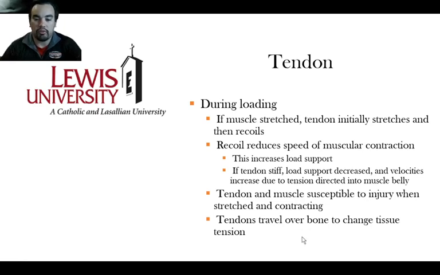The tendons travel over bone to change tissue tension if the muscle is not strong enough, as we'll learn later. That's where it creates this pulley lever type system to help unload the muscle but still increase the amount of force and change direction of the force being applied to the bone.